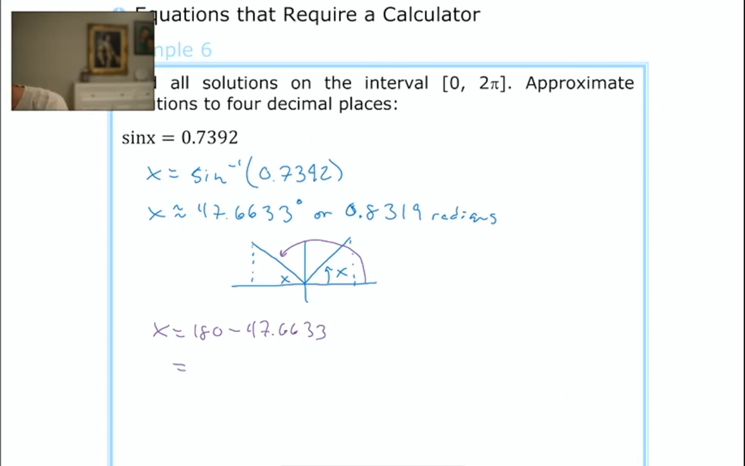Oh, I didn't type in. There we go. 132.3367. And if we did that using radians, instead of 180 minus, we would want to do pi minus 0.8319 equals, and that is, all right, 2.3097 rounded.